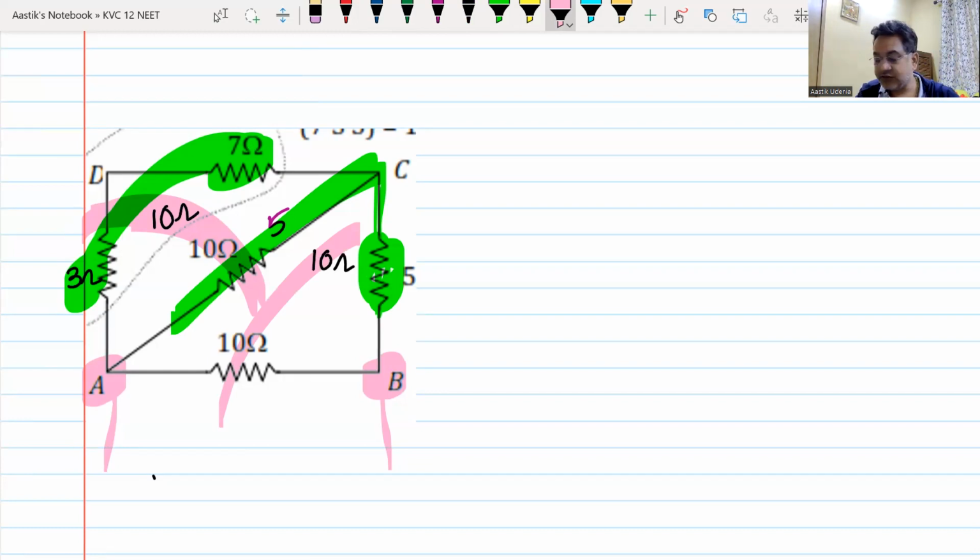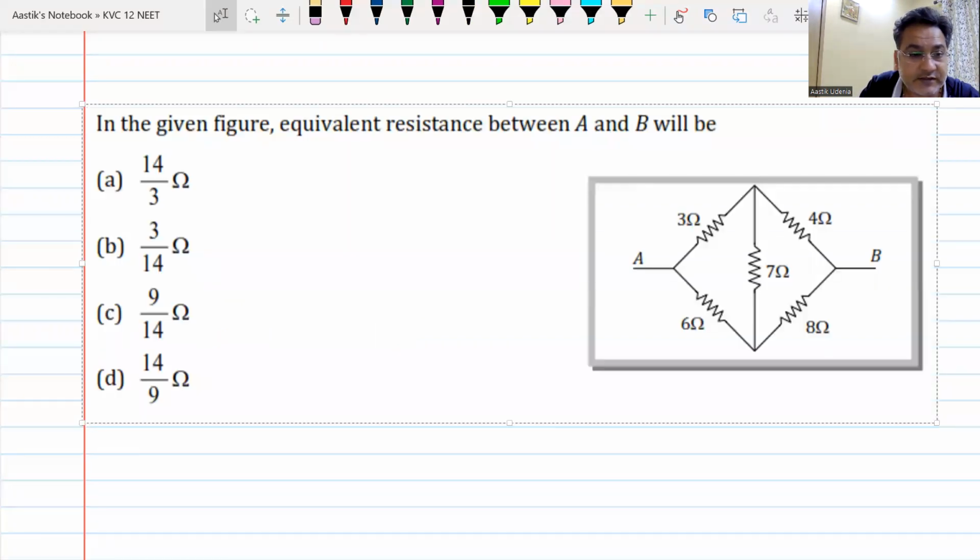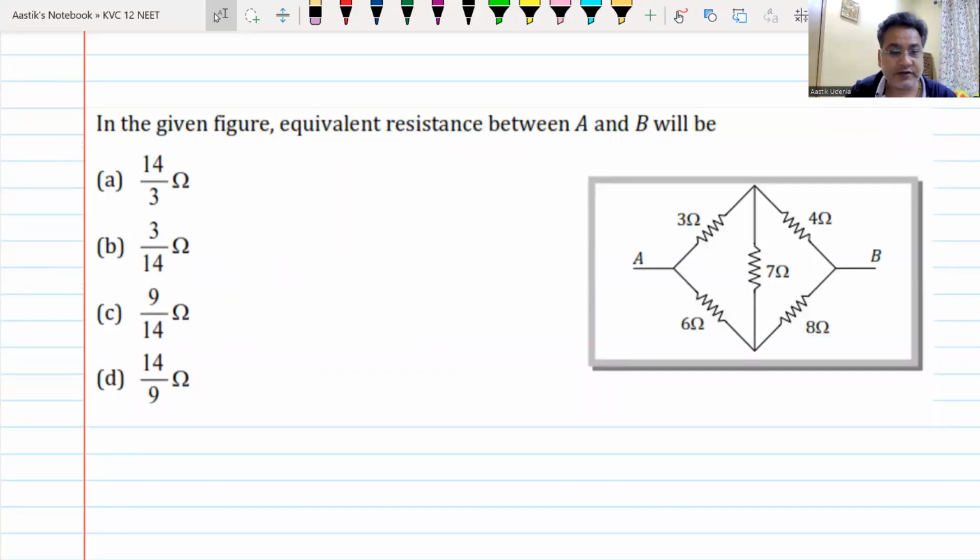Chalo, next one. This one has come in your exam, and this type of question is very likely to come. So tell me the answer for this one. In the given figure, what is the equivalent resistance between point A and point B? I'll give you 2 minutes to give me the answer.